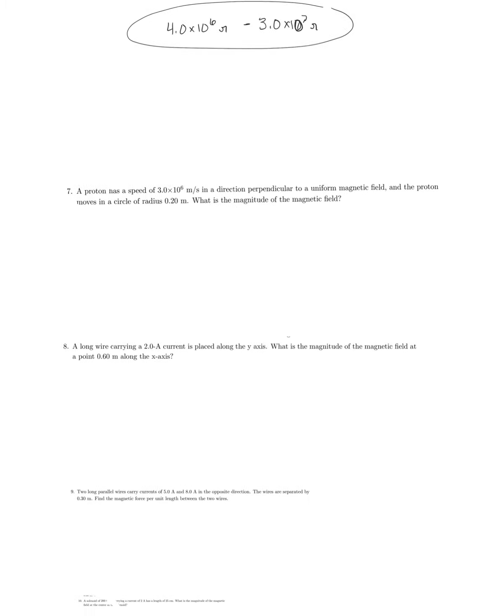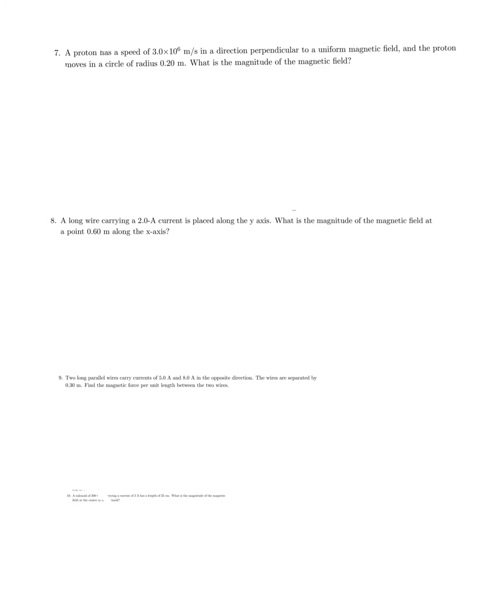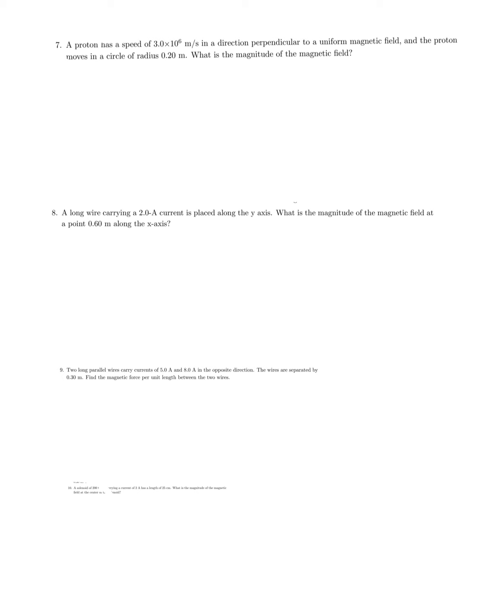All right, so then let's see what else we have. Okay, so it says a proton has a speed of 3 times 10 to the 6 meters per second in a direction perpendicular to a uniform magnetic field. And the proton moves in a circle of radius 0.2 meters. What is the magnitude of the magnetic field?